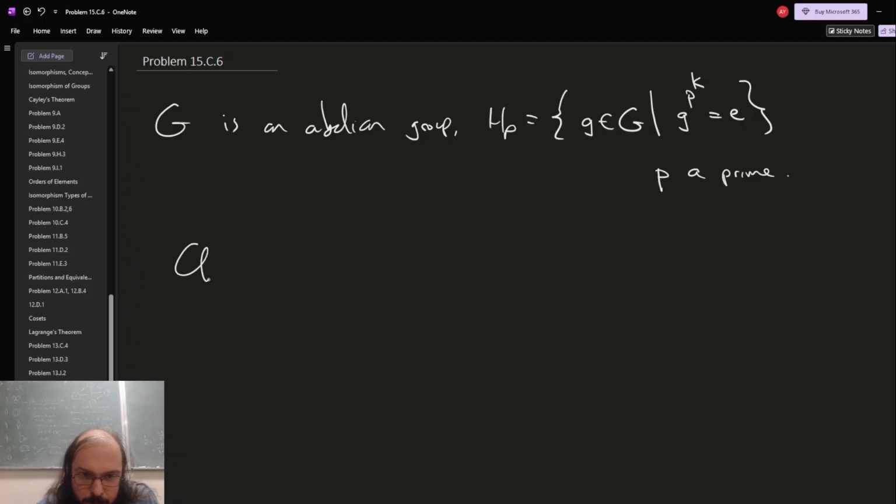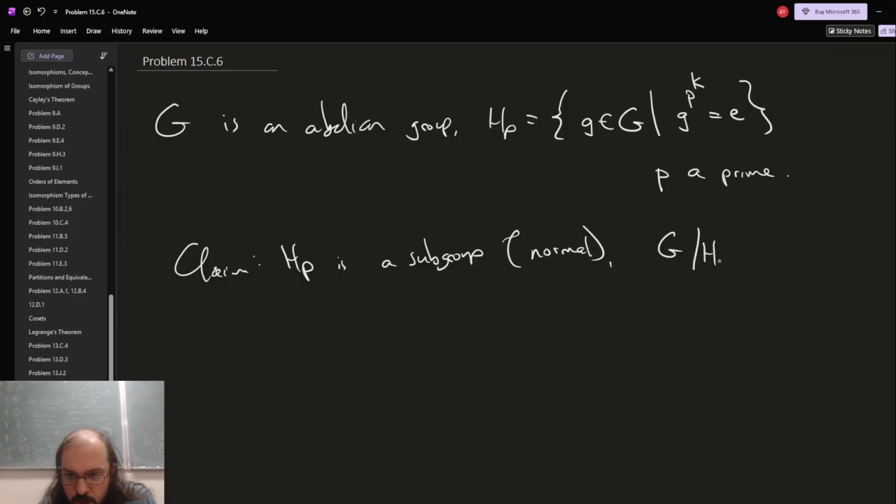The claim: H_P is a subgroup, and in particular, it's a normal subgroup. And G mod H_P has no elements with orders any power of P.